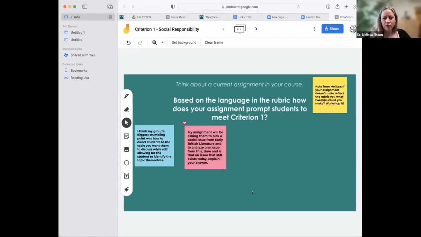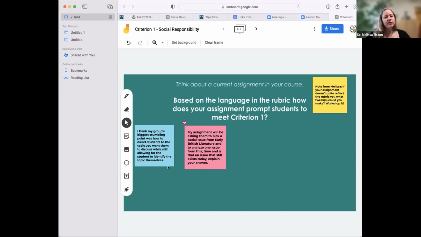I'm going to broadcast real quick what's going on the Jamboard here. And these are anonymous. One note says, I think my group's biggest stumbling block was how to direct students to the topic you want them to discuss while still allowing the student to identify the topic themselves.